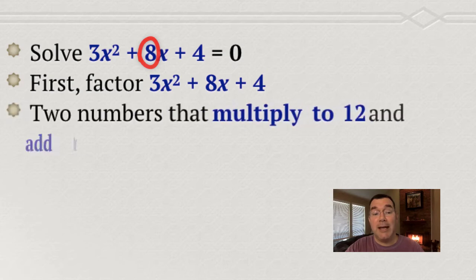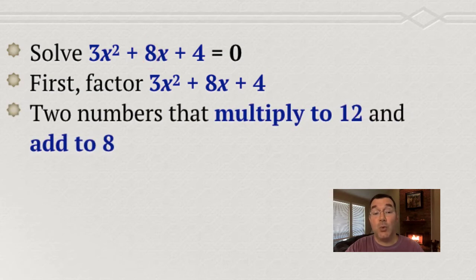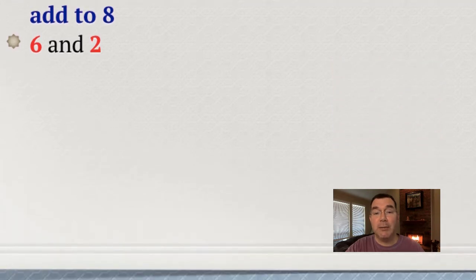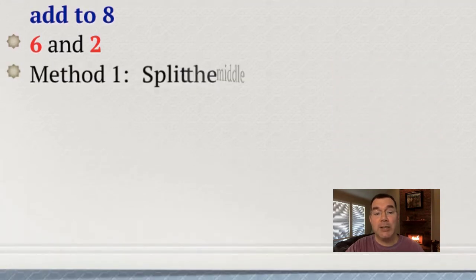So if I factor that, I'm looking for two numbers that multiply to give 12, which is what 3 times 4 is, and they have to add to give 8, which is the middle number. Those two numbers are 6 and 2. So here's how I factor. It's a little bit more of a detailed process to do this.